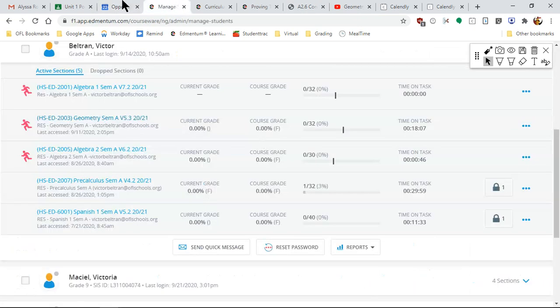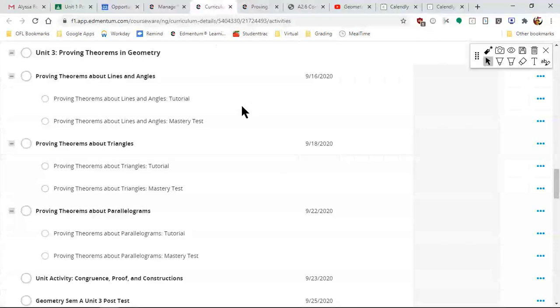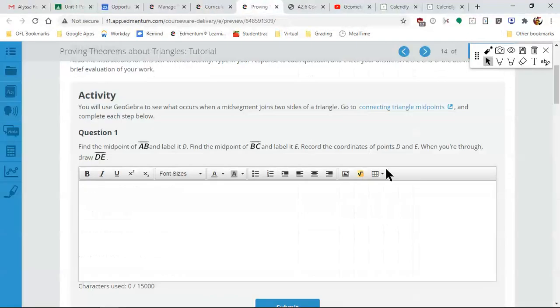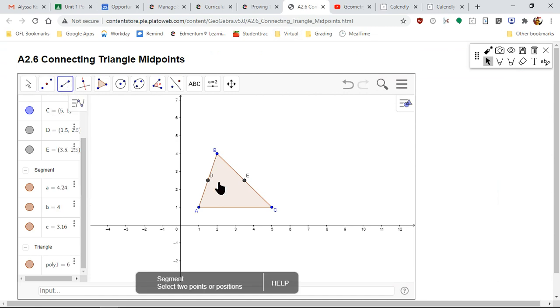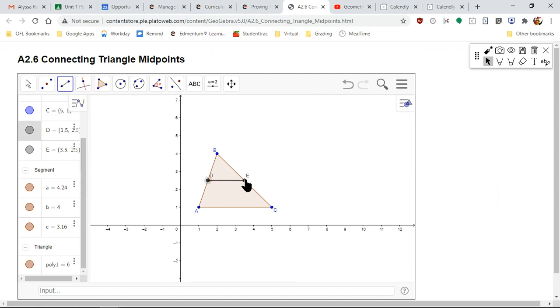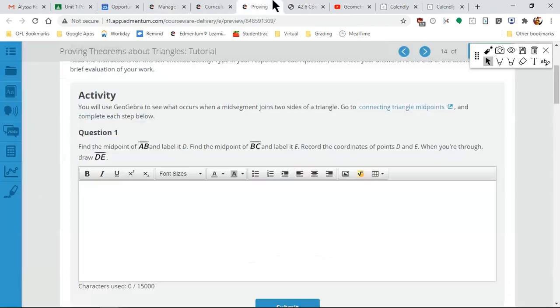Now the next part is, let's see here. Record the coordinates, BD. When you're through, draw a line. So we're going to draw a line. I'm going to do a line segment from here to here. All right. And is that it? Okay.